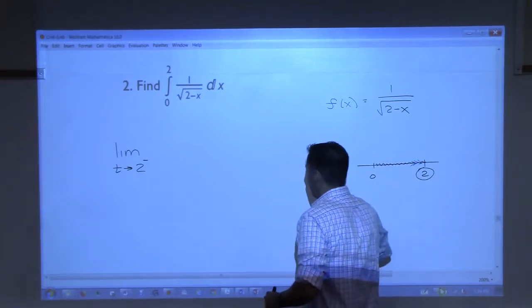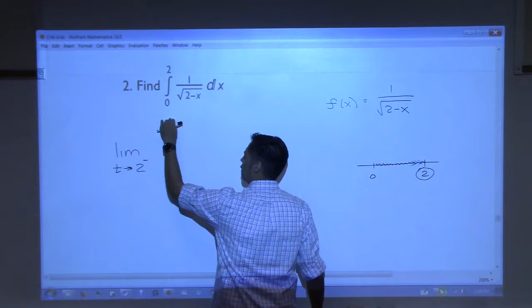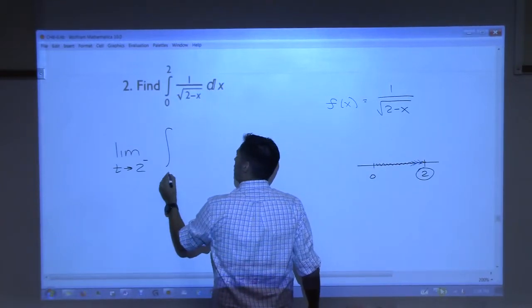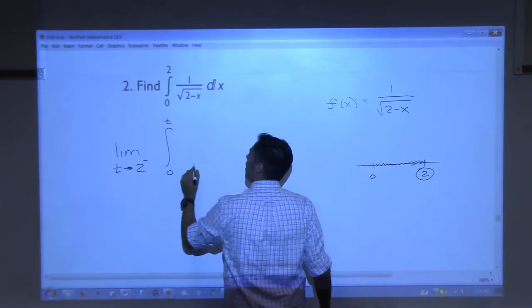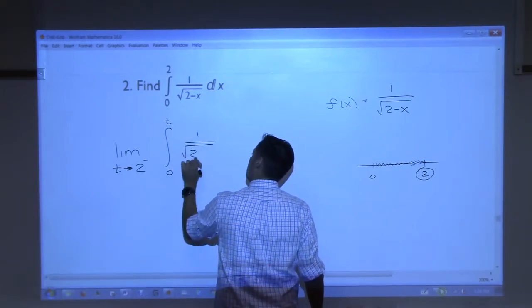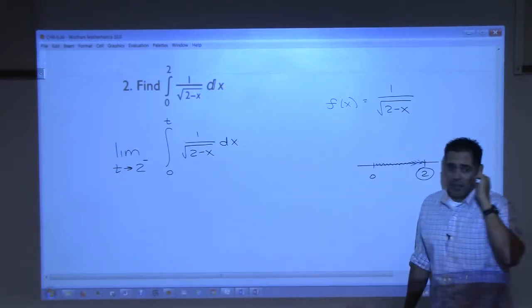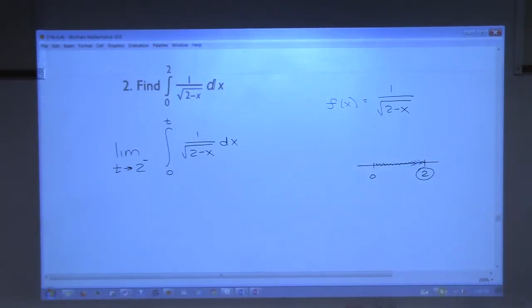We'll see. Okay, so now limit, now integral, where to where? 0 to t, right? And then we have this thing, 1 over the square root of 2 minus x dx. And now we get to integrate that, right? How are you going to integrate this?